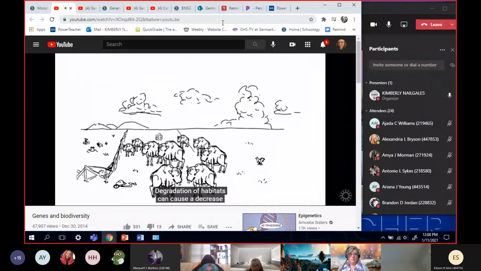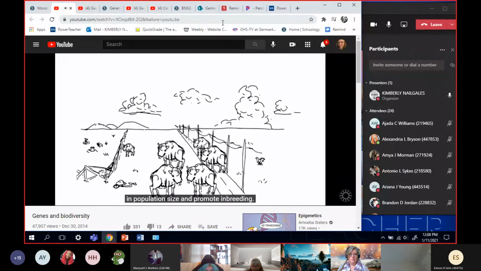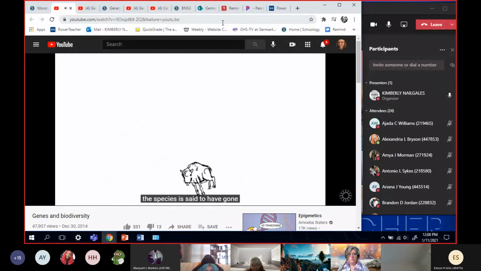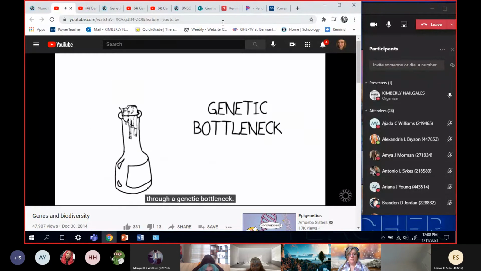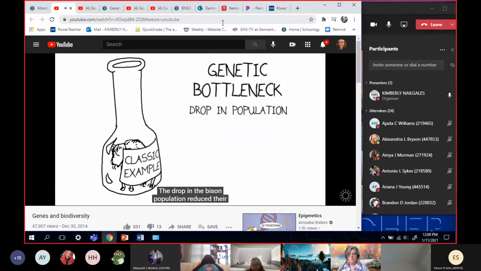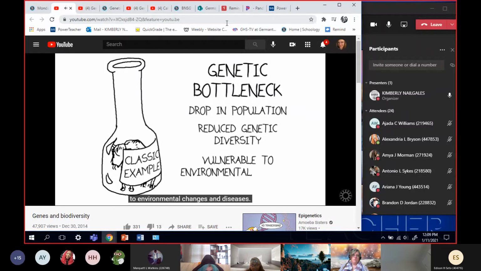Degradation of habitats can cause a decrease in population size and promote inbreeding. When the population size of a species is reduced to the point that it almost goes extinct, the species is said to have gone through a genetic bottleneck. American bison are a classic example of such a bottleneck. The drop in the bison population reduced their genetic diversity, which makes them more vulnerable to environmental changes and diseases.